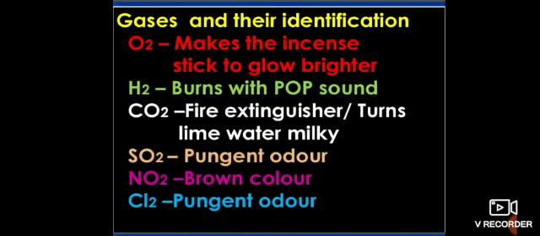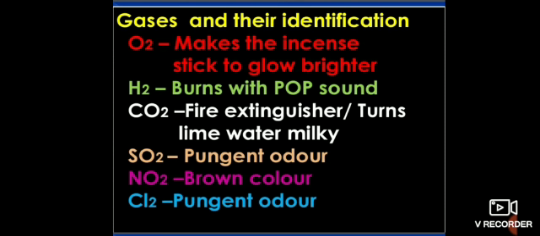Dear children, liberation of gas and their identifications. When oxygen liberates, it makes the incense stick glow brighter. When hydrogen gas liberates, it burns with a pop sound. When carbon dioxide gas liberates, it is used in fire extinguishers and turns lime water milky. When sulfur dioxide gas liberates, it will produce a pungent odor.